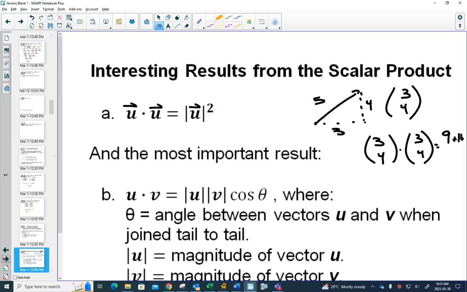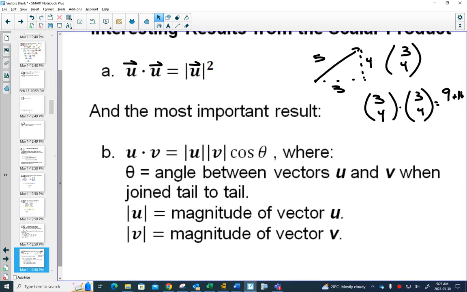But here is the most important result, that when you do the dot product of 2 vectors, the number that you get, this is crazy, because the dot product is so easy to calculate, the number that you get is the length of the one vector times the length of the other vector times cos of the angle in between them.